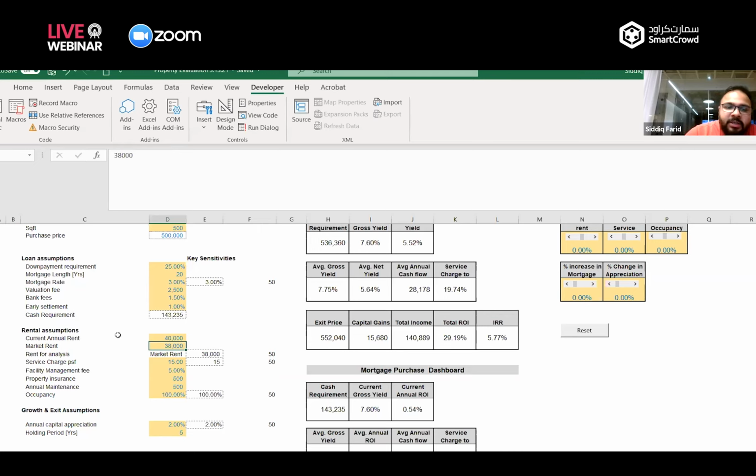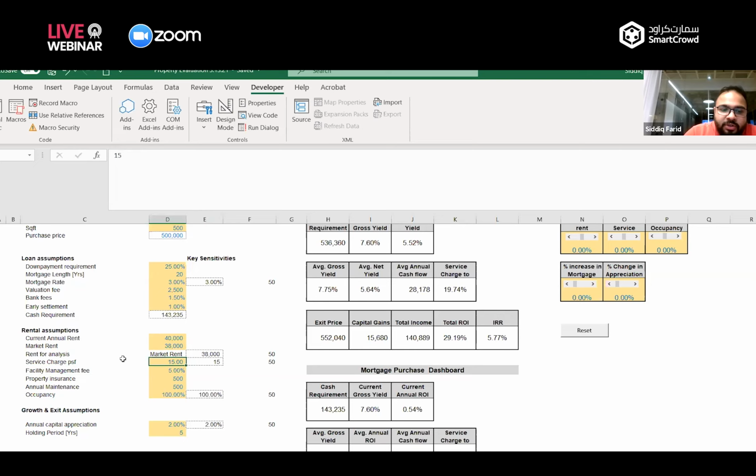But understand that, and then here you have the option to pick whether you want to use the current rent or the market rent to evaluate, and that will give you results based on that element, right? So if you want to use market rent, you just select use market rent from the drop down. If you want to use the current rent for evaluation, you can do that as well. So that flexibility is built in there.